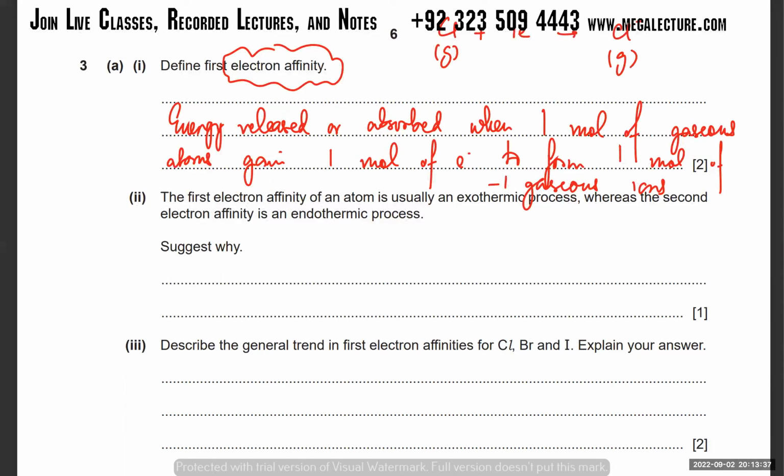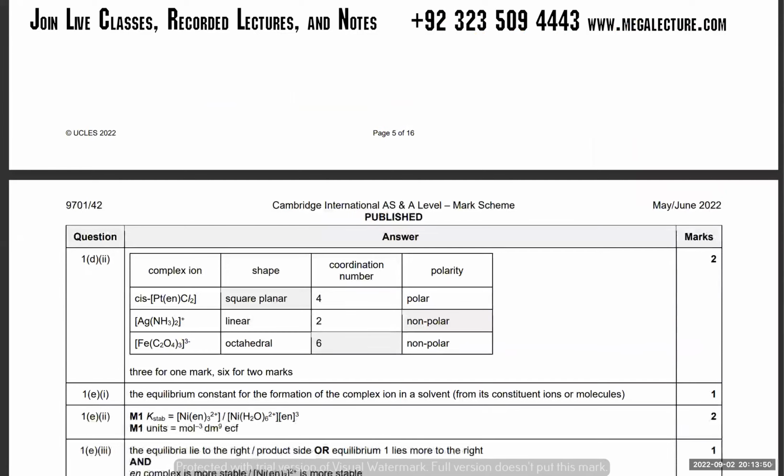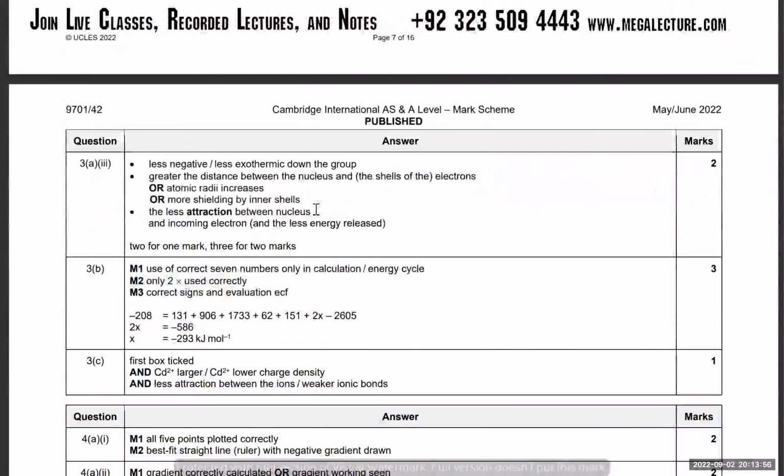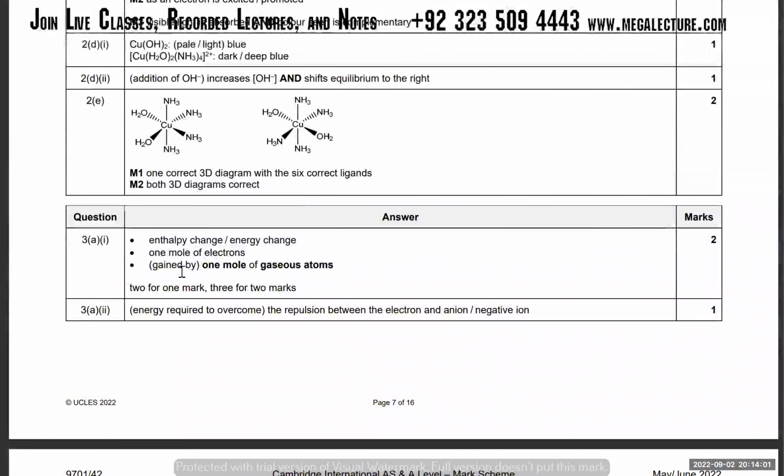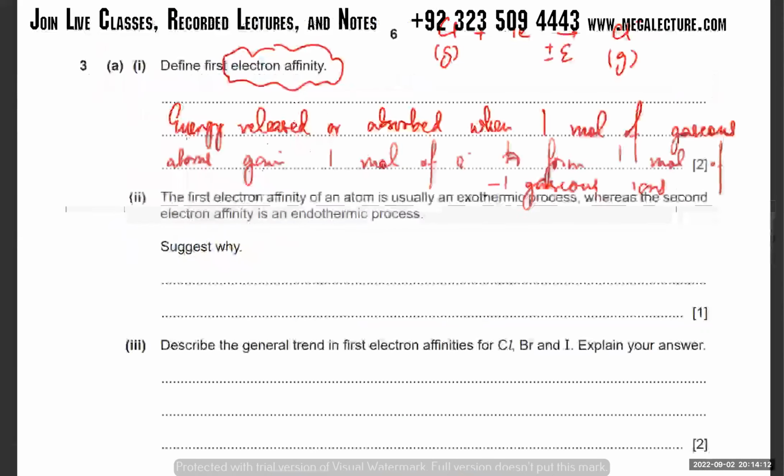Whatever energy is released or absorbed, we don't know which. Some energy might be released or absorbed when an atom gains electrons. That is known as the electron affinity. I was looking for the proper marking scheme definition for this. This is question number 3, right? Part 1. So it's the energy change, released or absorbed, when 1 mole of electrons is gained by 1 mole of gaseous atoms. So it's the same definition. Is that clear?